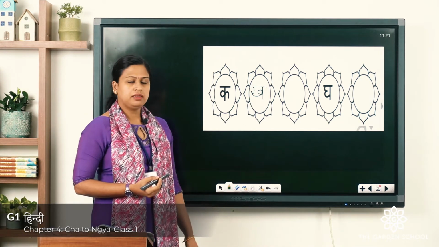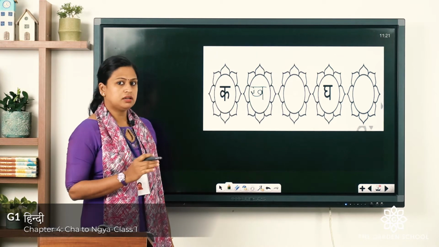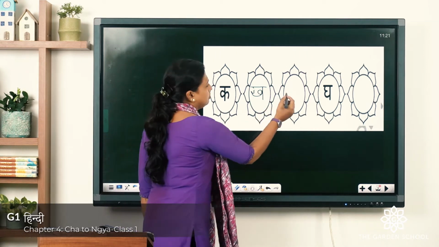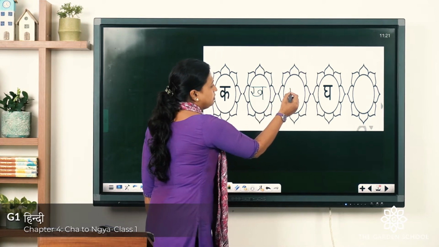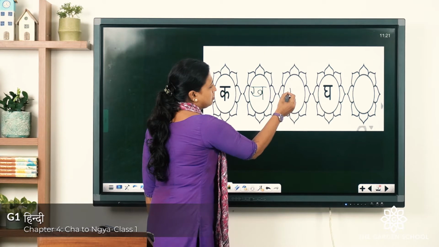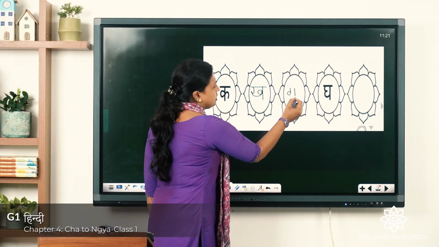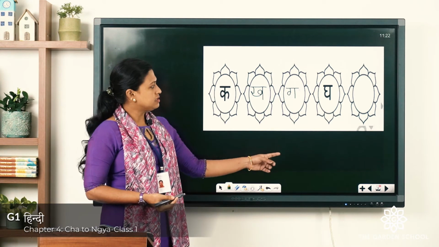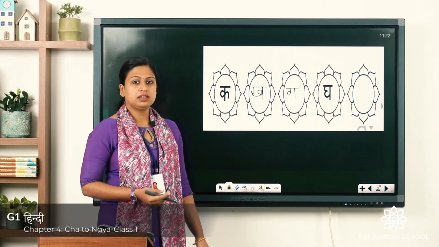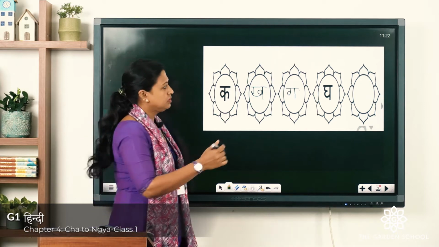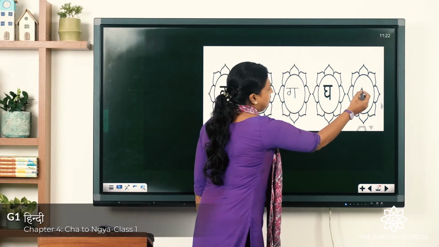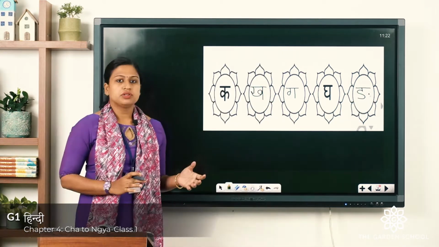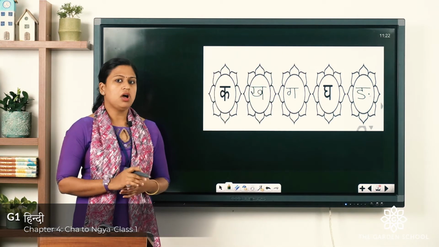Now, we have to write the third consonant, third Vyanjan letter. It is ga. You have to write it along with me. And a straight line and the sleeping line. So, next consonant is already given. It is gha. And the last one is nga. So, you have to write these consonants in your notebook.